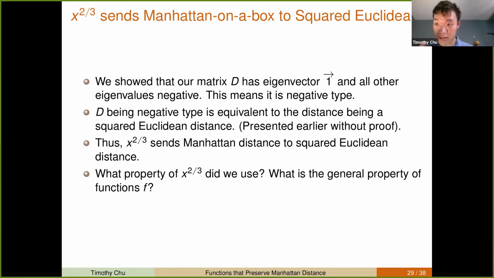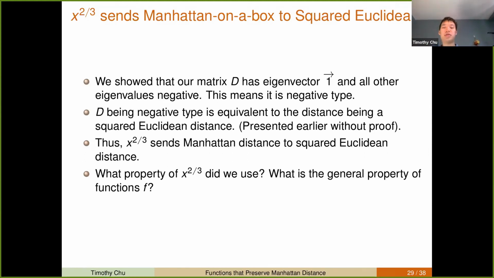What properties of x to the 2/3 do we use? We use that its derivative was positive and its second derivative was negative. The general property you'll want to use for higher dimensional boxes is the first derivative is positive, the second derivative is negative, the third derivative is positive, the fourth derivative is negative, and so forth. That's what a Bernstein function is. But don't worry about that too much for now.